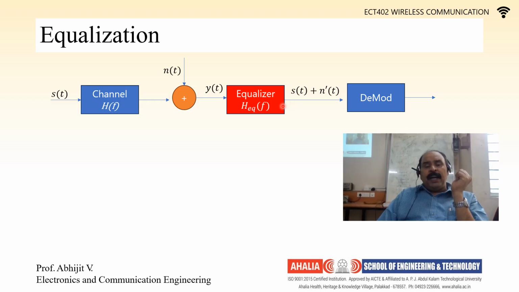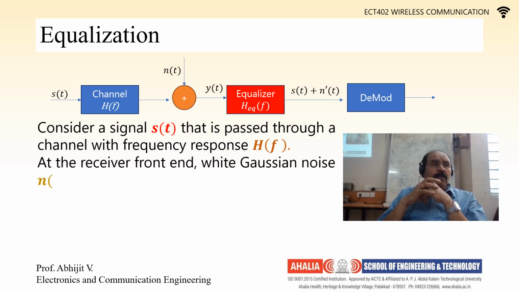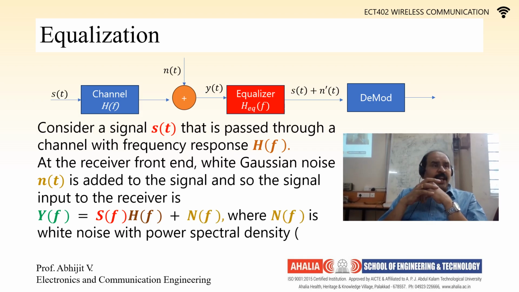This y of t is passed through the equalizer so that we get s of t plus n of t. Here I am using it as n dash of t because there is an enhancement in the noise when it passes through an equalizer. And then it is demodulated and processed. So now this is an introductory slide where I am telling you what is the input, what is the channel response, and so on.